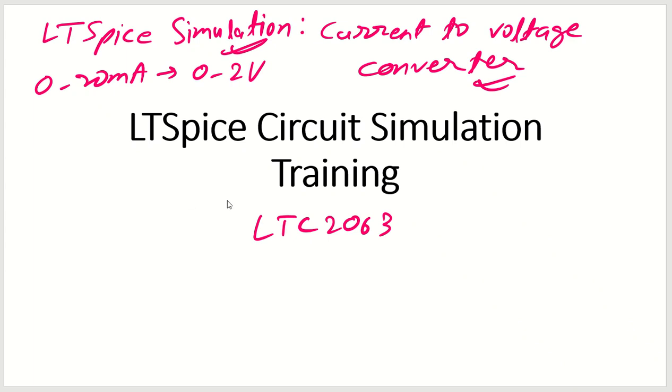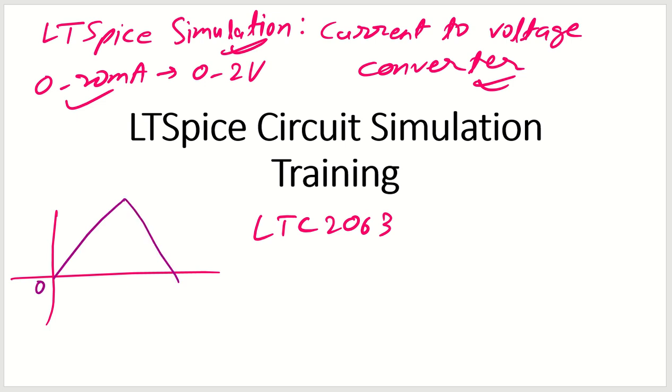Namaskar, my dear friends. Let us talk about how we can convert a current source to a voltage source. There are a lot of applications where you would have seen that there is a current source which is varying like this, let us say 0 milliamperes to let us say 20 milliamperes.